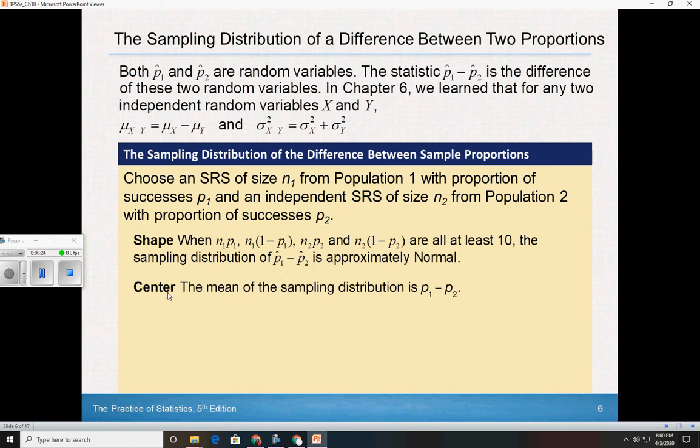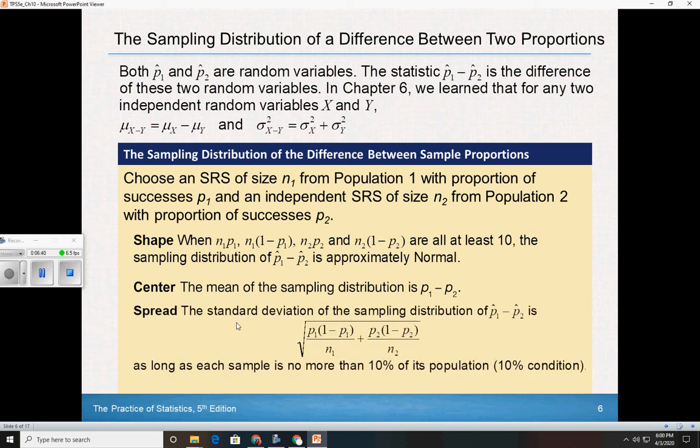The center of the sampling distribution will be the difference of P1 and P2, because that's what we get from having a random sample, no bias. The standard deviation will be found using this formula that we talked about from chapter 6 and applying it to this stuff. So it looks like this: the square root of P1 times (1 minus P1) over N1, plus P2 times (1 minus P2) over N2, provided that the 10% rule is met. So that formula is the standard deviation of the sampling distribution.